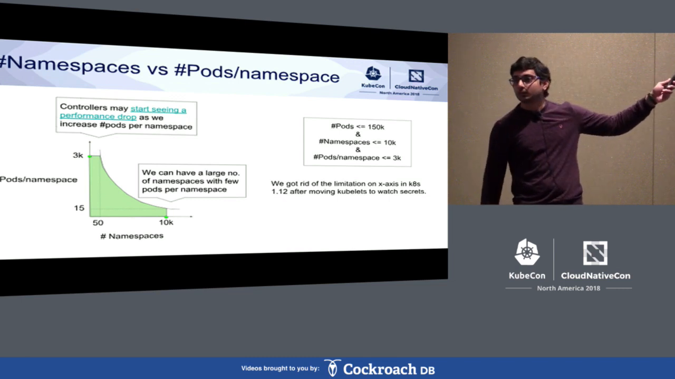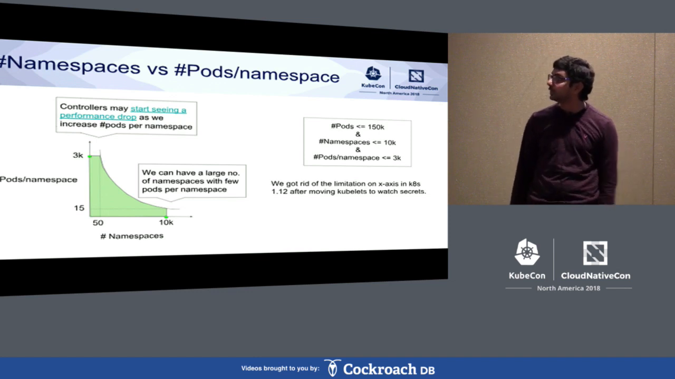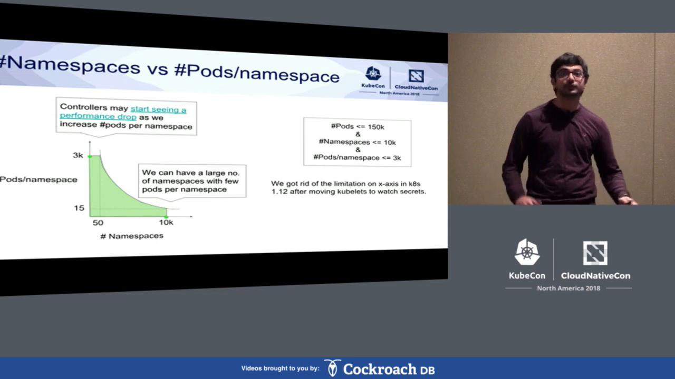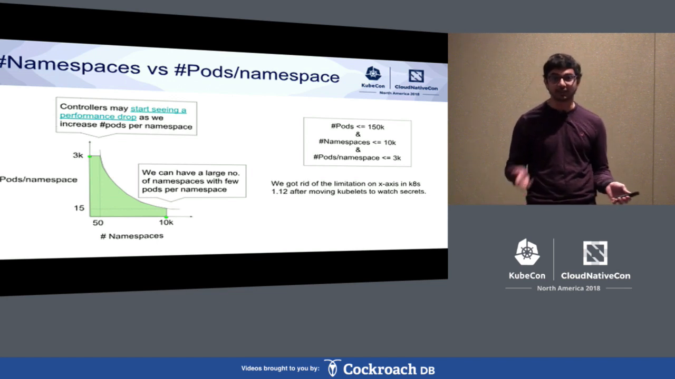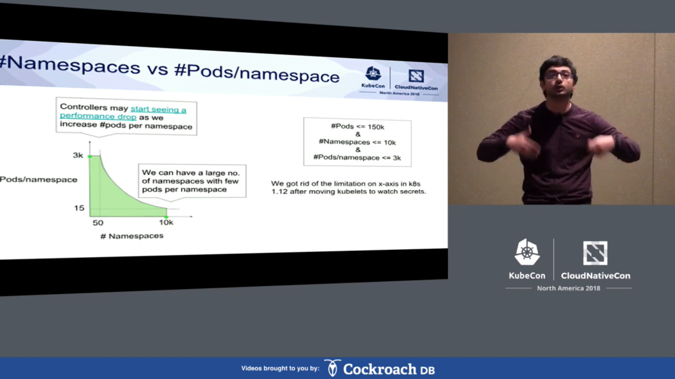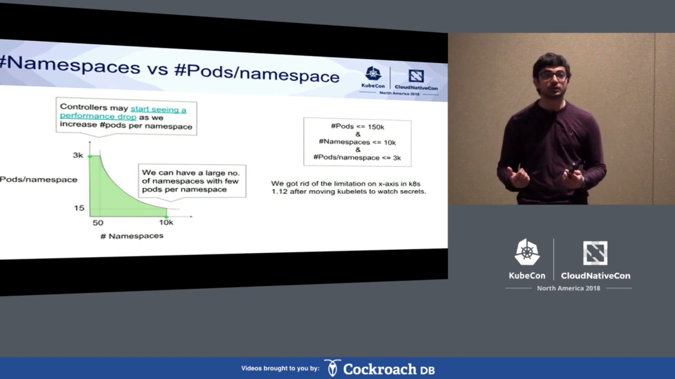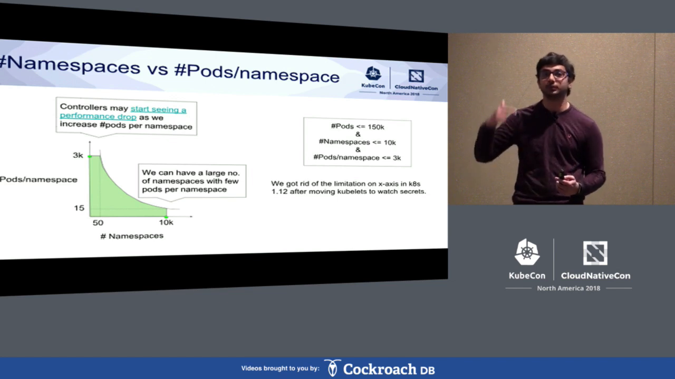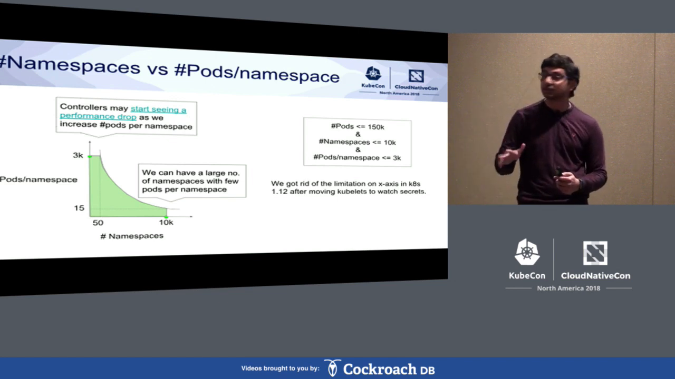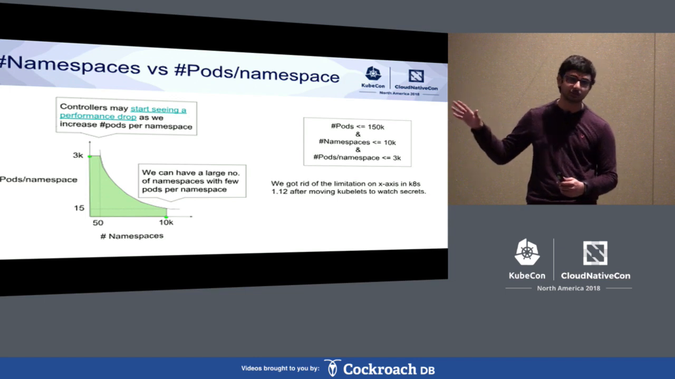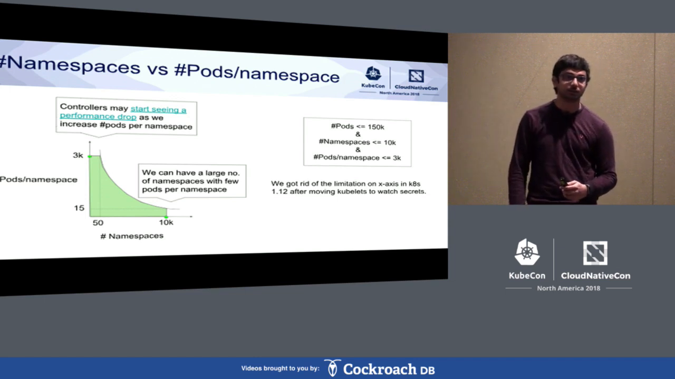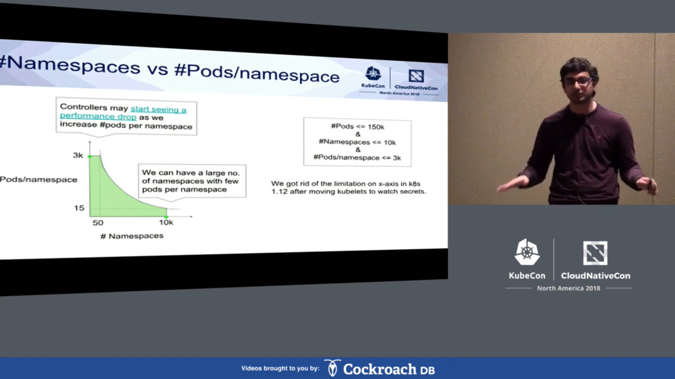The interesting limit, the y-axis limit of 3,000 pods per namespace, is not a hard limit. It is something we've empirically observed in our scalability tests, that as you have more and more pods in your namespace, the responsiveness of your controllers can go down, because a lot of reconciliation loops in controllers go through all the pods of a particular namespace, which can make things a bit slower. So this is a recommendation. You likely can go higher than this, but if possible, try to break your pods into multiple namespaces.